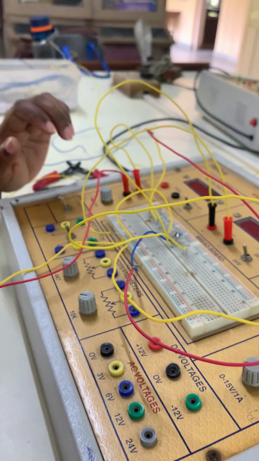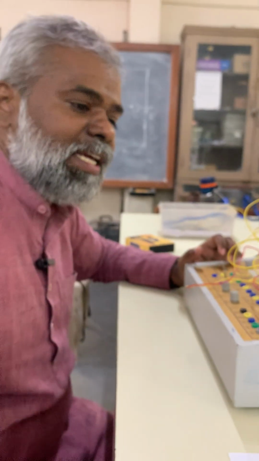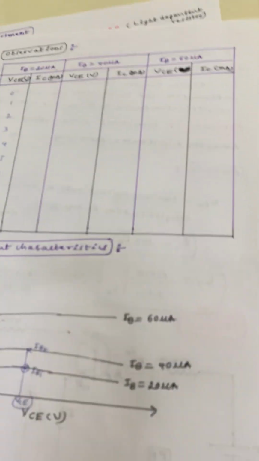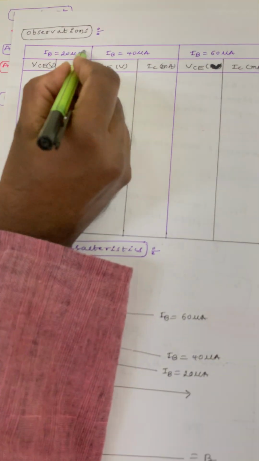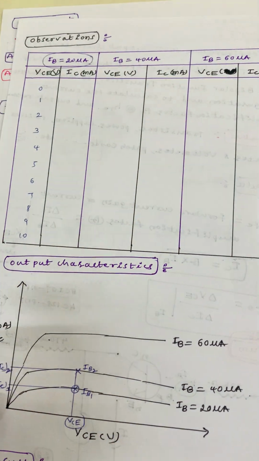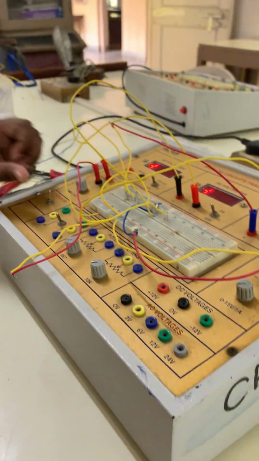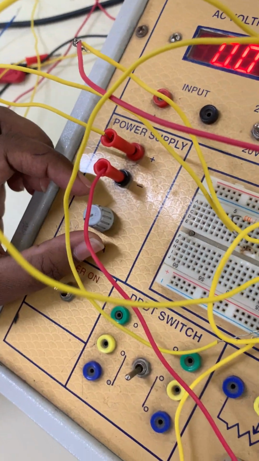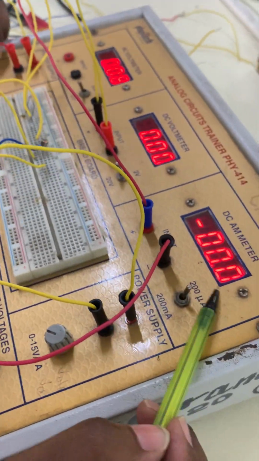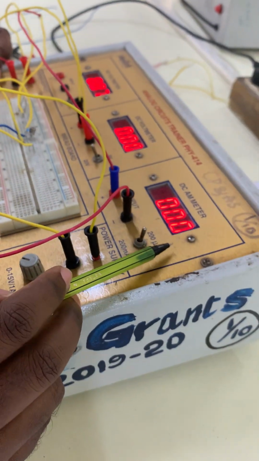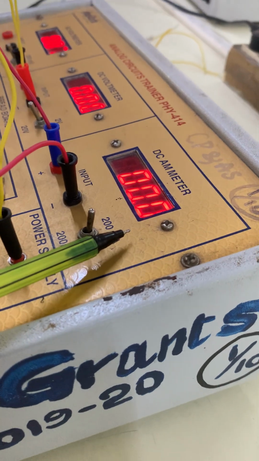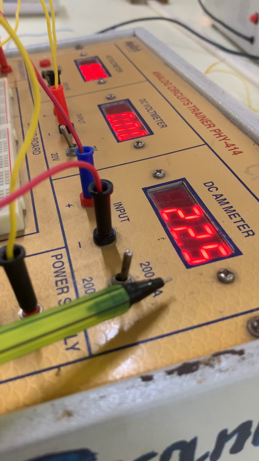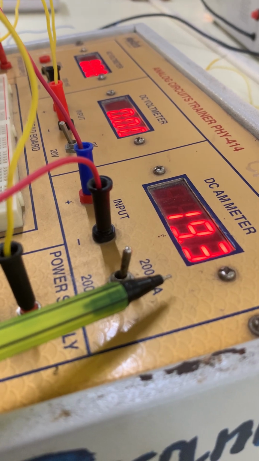Once you have made the circuit connections, first you set here. This is for the output characteristics observations. IB, the base current, the input current, you are going to set. Now switch on the input power supply and rotate this knob. What is this IB? This IB is equal to 20 microamps you have to set. How many microamps? 20 microamps. Clear? You are able to see 20 microamps you have to set.